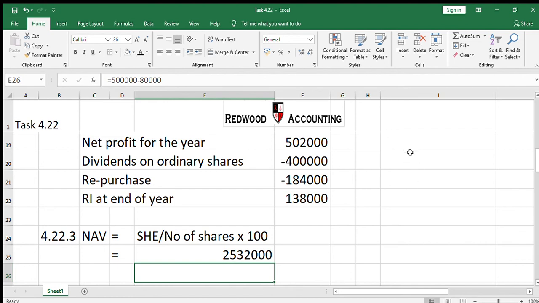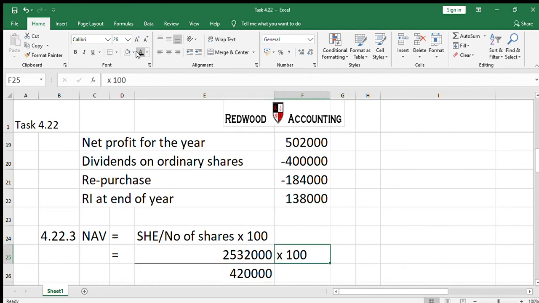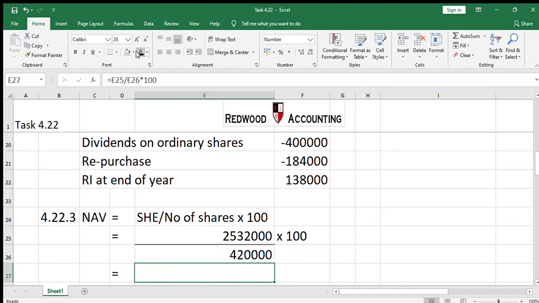We're going to divide it by the number of shares. Now, if you remember, the number of shares was 500,000. But if 80,000 were repurchased, we would be left with 420,000. We're going to multiply your answer by 100. Okay, you're just going to do the calculation. And remember that it needs to be in cents.